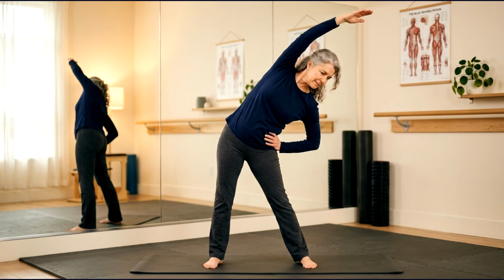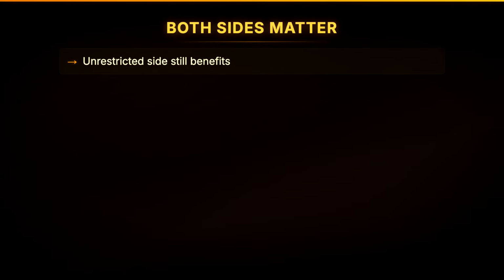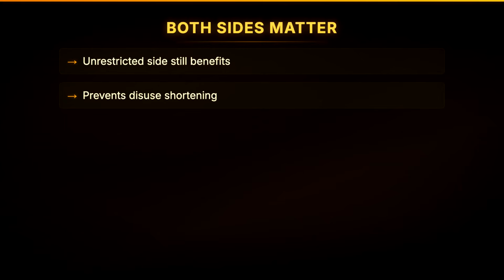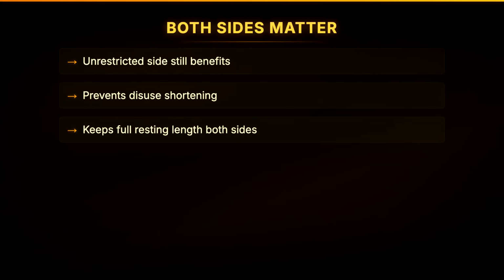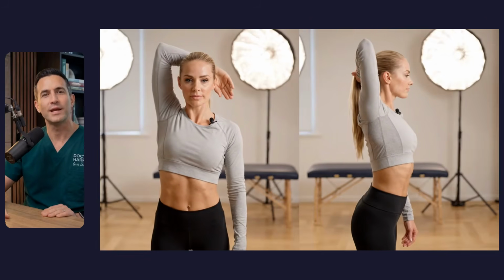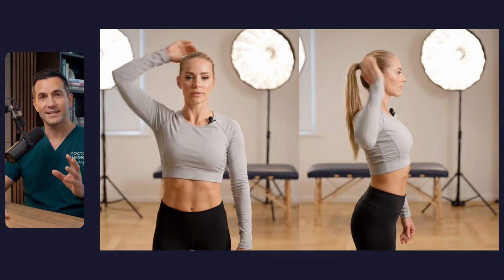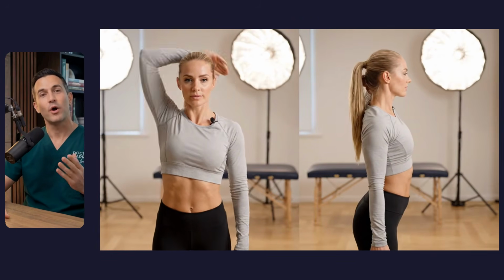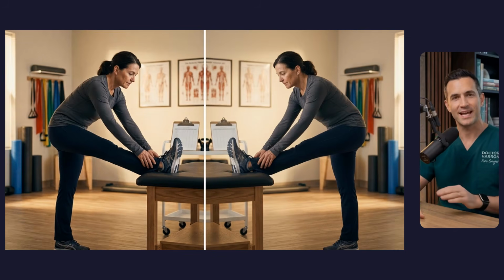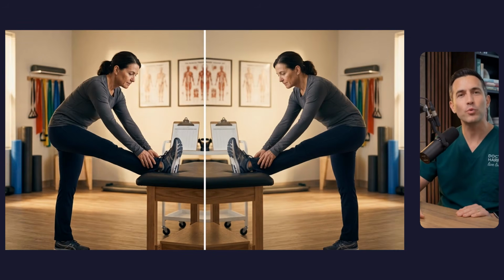Reach your left arm overhead, palm inward, and let your torso lean to the right. Hold for the same 20 seconds. This side matters just as much as the first, even if you already know from the photograph, from the mirror, from what you've noticed about your own asymmetry, that one side needs this more than the other. The unrestricted side still benefits from maintained length. Tissue that is not under chronic load can still shorten from disuse, and you want both sides of the lateral chain functioning at their full resting length, not just the more compromised one.